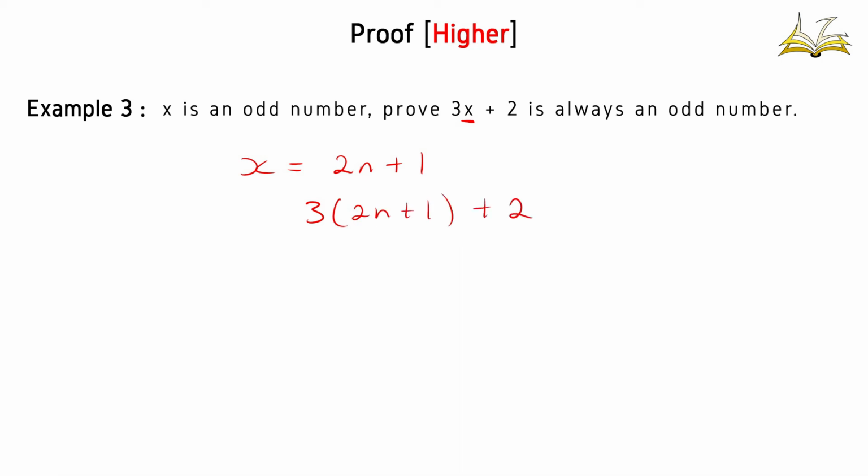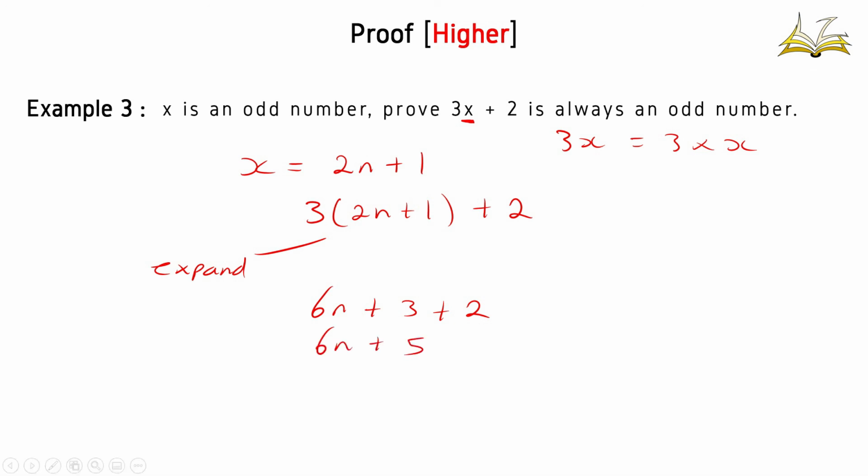Okay, this becomes (2n plus 1) times by 3 instead of 3 times x, because that's what's happening here. 3x is the same as 3 times x. So we're replacing the x with 2n plus 1. And I put it in brackets because you probably guessed it, we're going to have to expand here. So we have 6n plus 3 plus 2. And what I'm going to do here now is add the 3 and 2 together. So we have 6n plus 5.